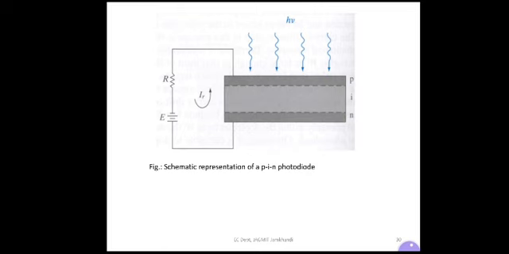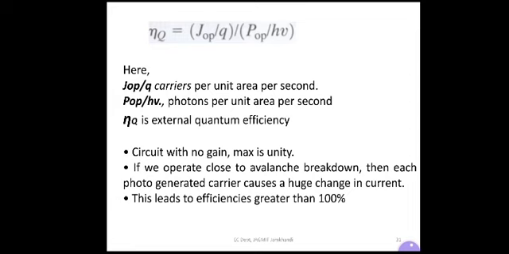The figure of merit for a photodetector is the external quantum efficiency, eta Q. The quantum efficiency is the number of carriers, either electrons or holes, generated per photon. So eta Q is defined as the number of carriers collected for every photon impinging on the detector, or you can also define it as the number of carriers generated per photon.